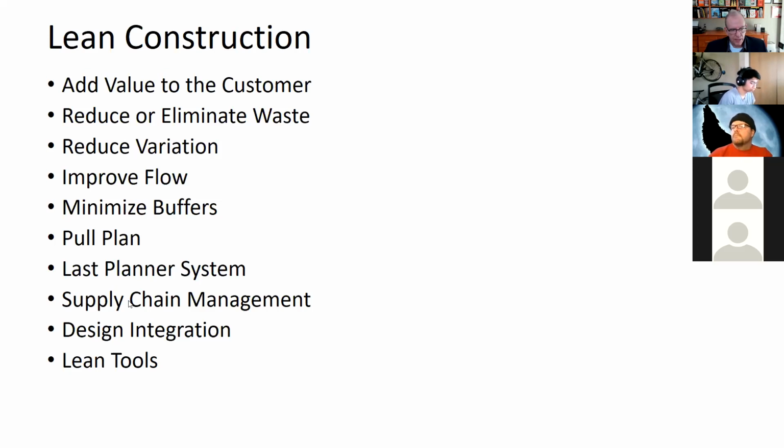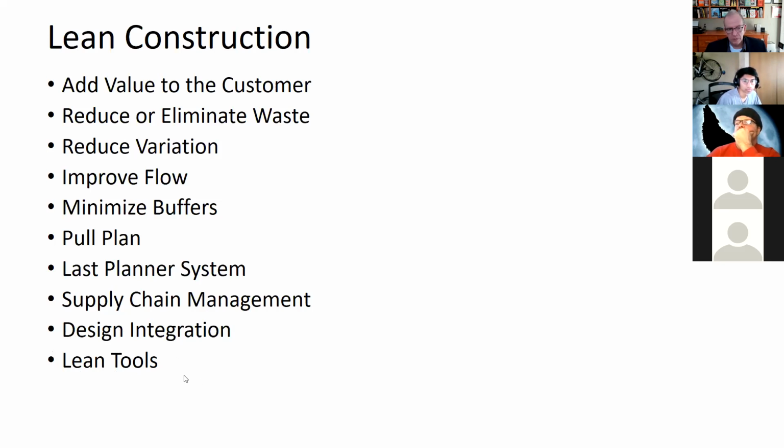So that's the last planner system. Supply chain management. Design integration is where I said if you're going full Lean like IPD, there's not much you can do here if it is lump sum. And then there's a whole bunch of tools that Lean utilizes to break things down.